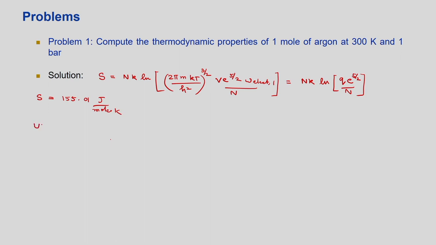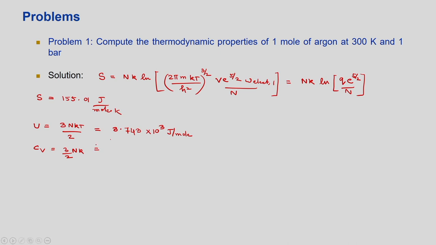Then U is very simple because you do not have to do anything, it is just 3 by 2 NkT, because N you know, k you know, temperature you know, just substitute all the values. You can also compute it by the derivative of ln Q with respect to temperature and then multiply by kT square, and you will get the same answer. You can check for argon, for 1 mole of atoms, it is 3 RT by 2. N into k is R, so you can substitute the value of R. Here you can get the internal energy as 3.743 into 10 to the power of 3 joules per mole. Okay, you get the internal energy. Now you can get Cv also. Cv is very simple, just the derivative with respect to temperature, and you will get 3 by 2 Nk.